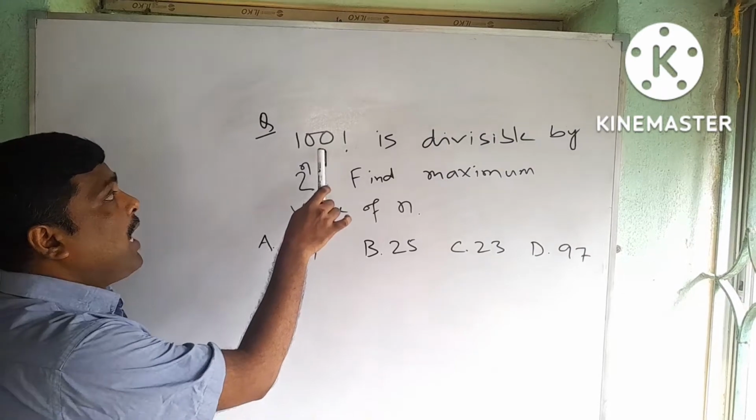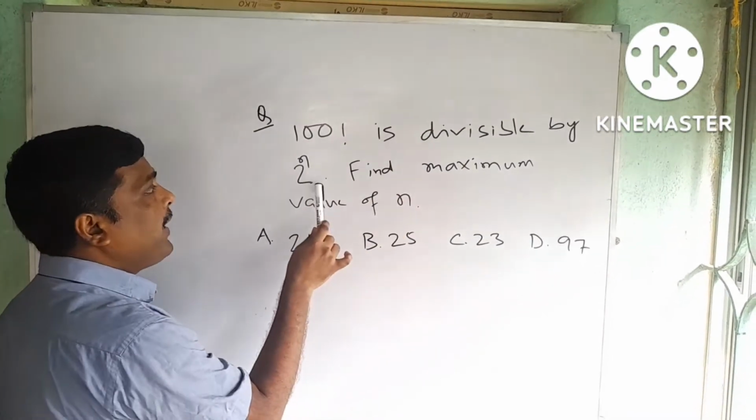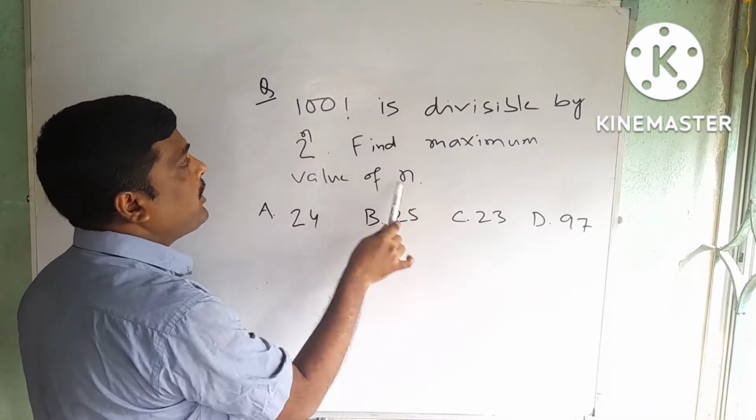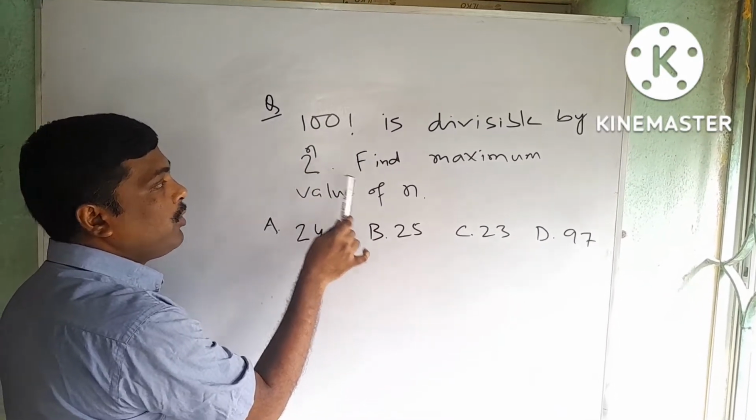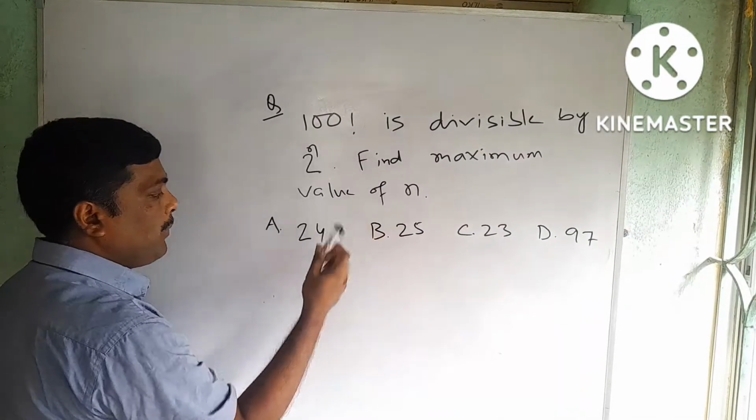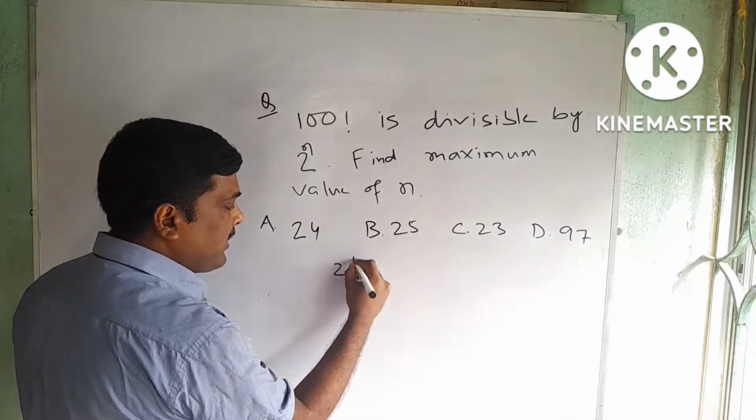2 to the 100 factorial is divisible by 2 to the power n. Find the maximum value of n. Okay, so 100 factorial is divisible by 2 to the power n. Find the maximum value of it. So see, 2 divides 100 factorial.